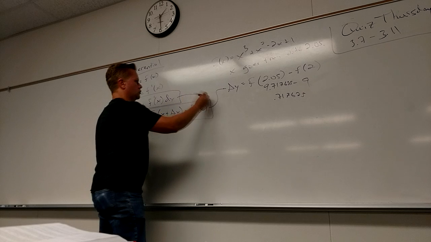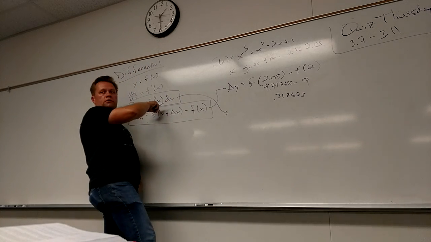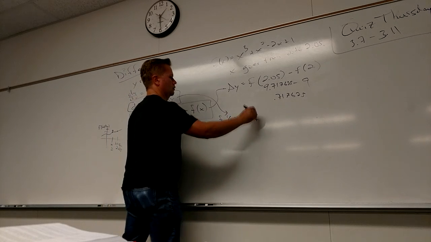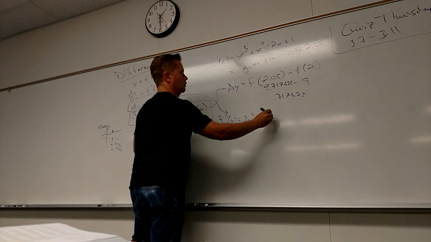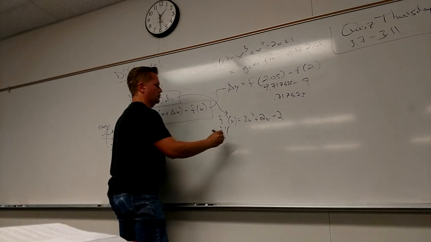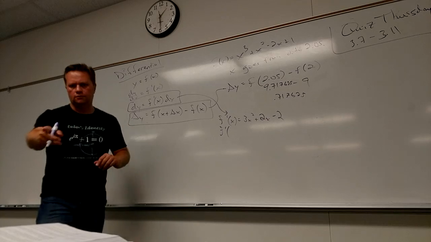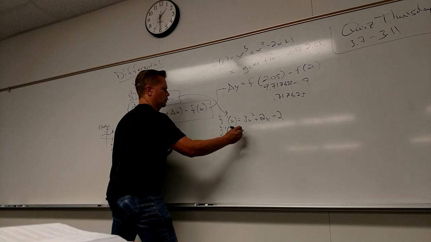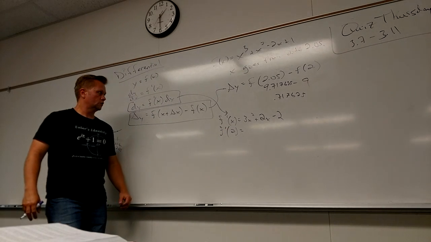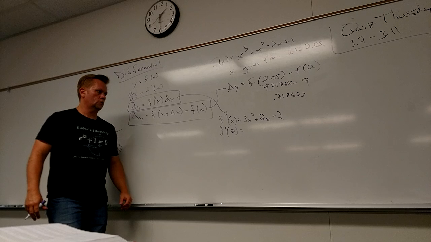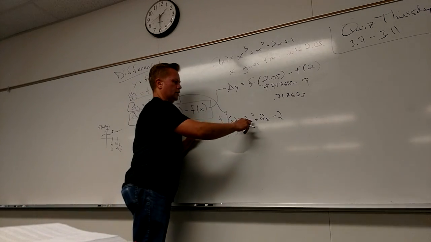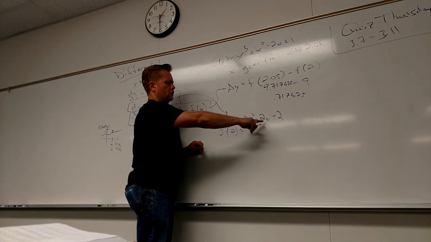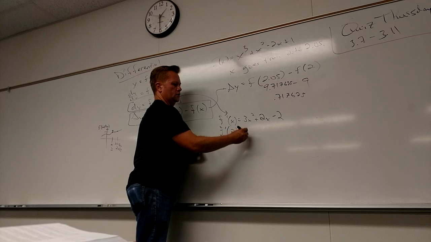So let's use this one. First I have to figure out f prime. What's f prime? 3x squared minus 2x minus 2. And what's f prime at, in this case, 2? 2 is the original thing. F prime at 2 is? You get 3 times 4, 12, plus 4, 16, minus 2. I get 14.